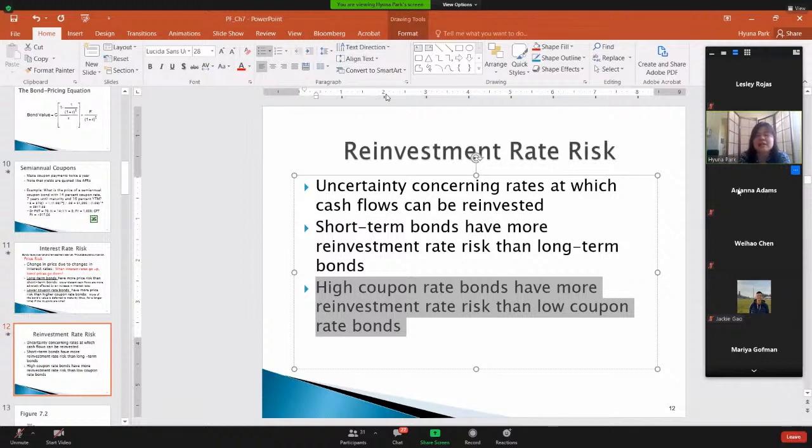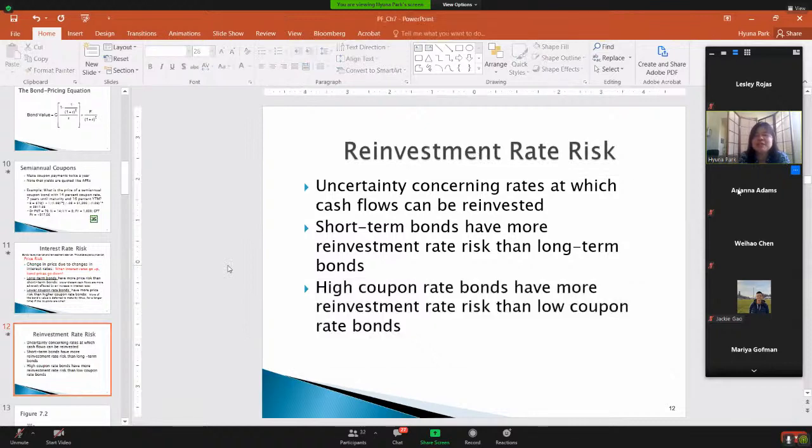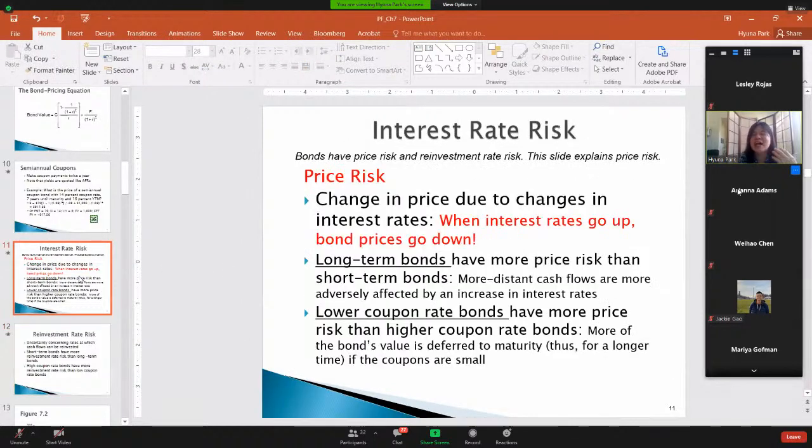Right? Any questions so far? This reinvestment risk is more of an advanced concept. So in this intro class, I recommend you focus on this price risk component. Narrowly speaking, if you just hear interest rate risk, most people talk about this price risk. When rates go up, price goes down. When rates go down, bond price goes up.